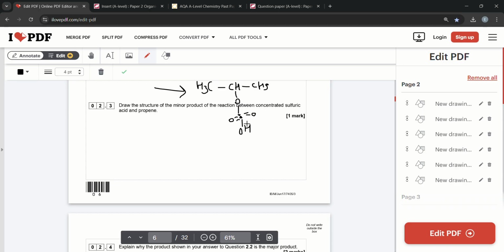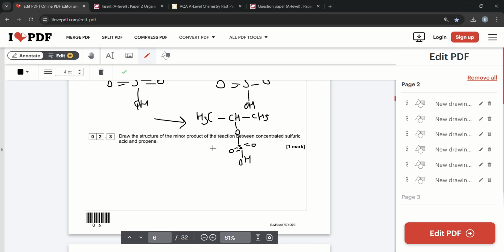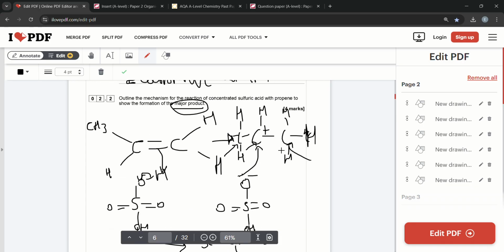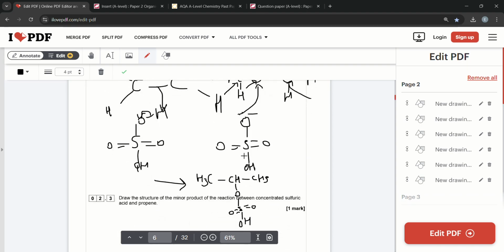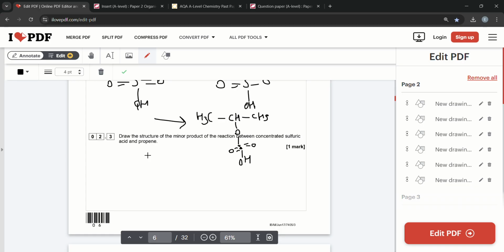And then these 1 markers, which is the part I struggle with, maybe you guys do as well. Drawing the structure of the minor product formed. Well, if it was the minor product, it wouldn't be on the second carbon, it would be on the first carbon. So the minor product, all it's going to be is CH3, CH2, CH2, OSO3H.